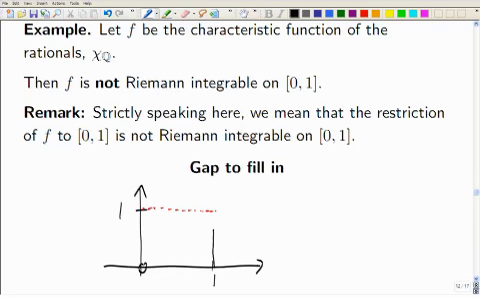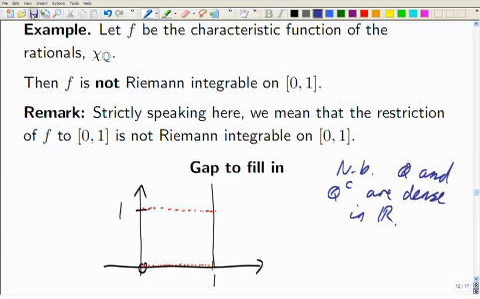Let's have a vertical line here. Well, it also has a dotted line all the way along the x-axis as well. Because it jumps up and down, both Q and Q complement are dense in R. So no matter where you look, there are points nearby, as close as you like, where you're rational, and other points as close as you like where you're irrational. And so the best you can do is these dotted lines on the top and the bottom. It keeps jumping up and down horribly between 0 and 1.